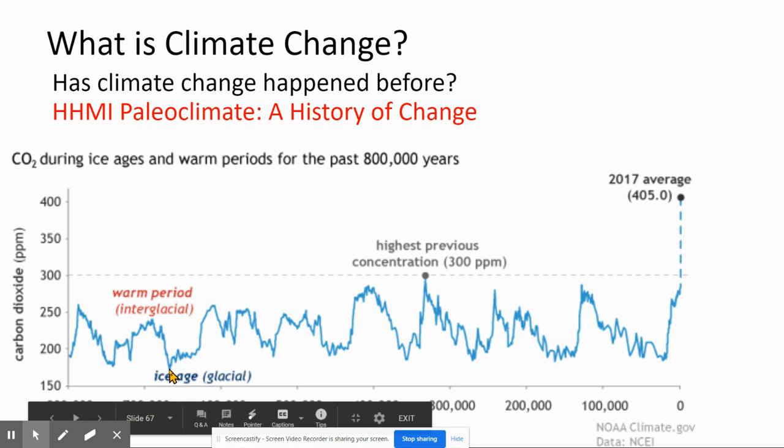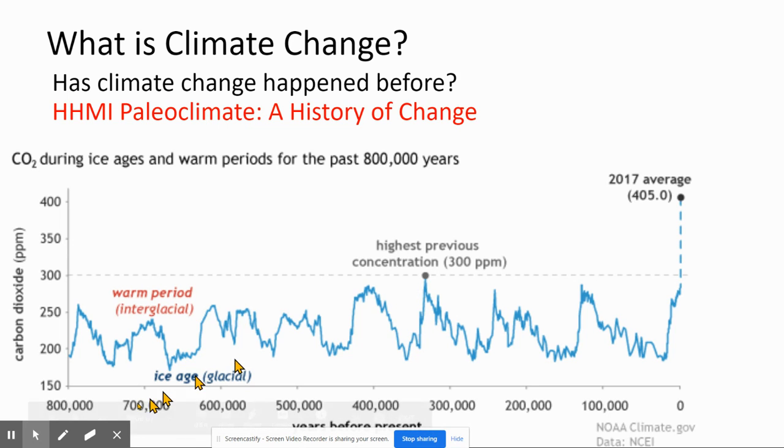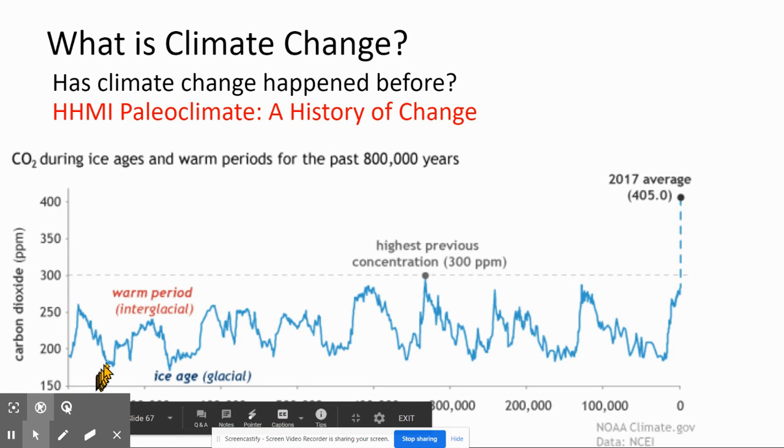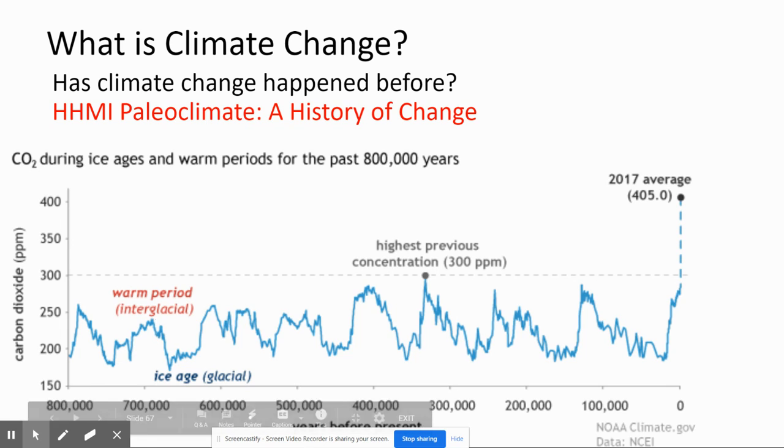Down here at the bottom, these are all ice ages. These are all ice ages, and this is current. Between two ice ages, you have to have global warming. This is over 800,000 years. That's 800,000 years ago. This is present, right? This is 100,000 years ago.